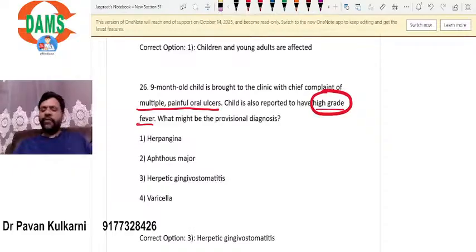Remember, high grade fever means always viral infections. Particularly among viral infections, herpes is the one which is classically associated with high grade fever. Herpangina and varicella, that is chickenpox, are not associated with high grade fever. But multiple oral ulcers with a high grade fever is a classical feature of herpetic gingivostomatitis. Herpetic gingivostomatitis. Okay.